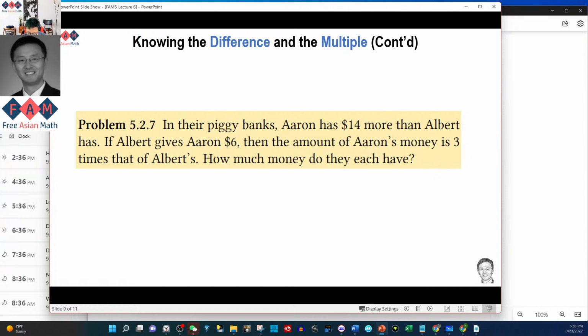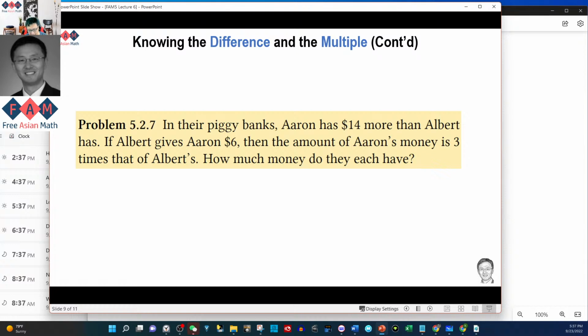Aaron's amount of money will be 3 times as Albert's. So now we know the multiple relationship is 3 times. But what is their difference or sum? Originally, Aaron has $14 more than Albert. Now with this transfer of wealth between the two boys, Albert gave Aaron $6. So Albert will be 6 down, and Aaron will be 6 up.